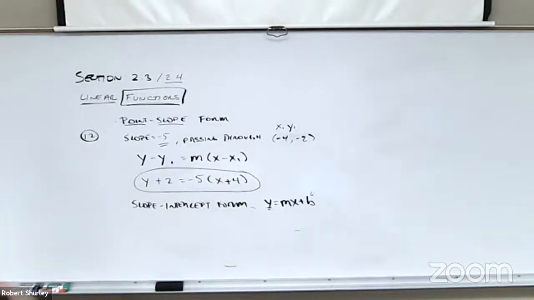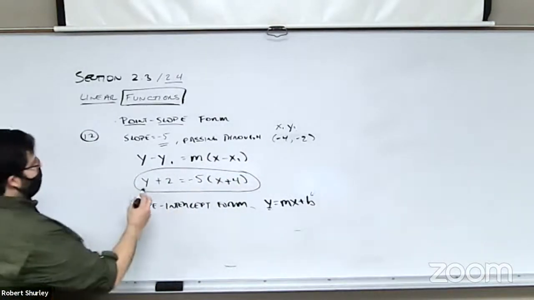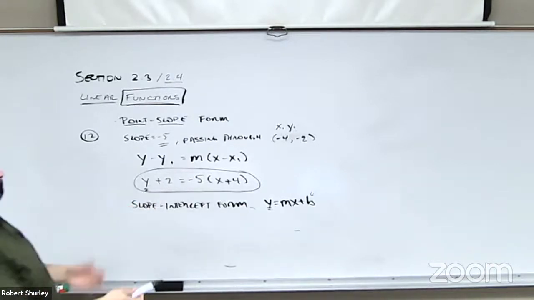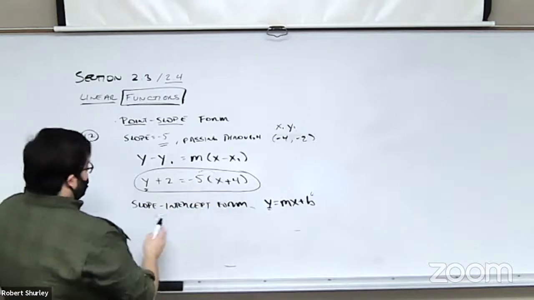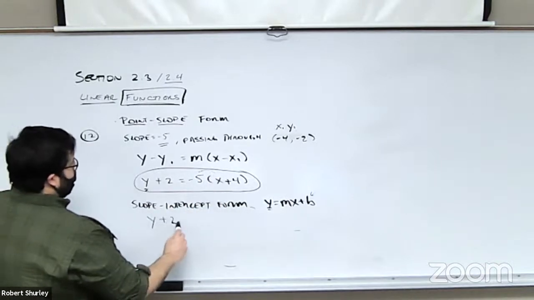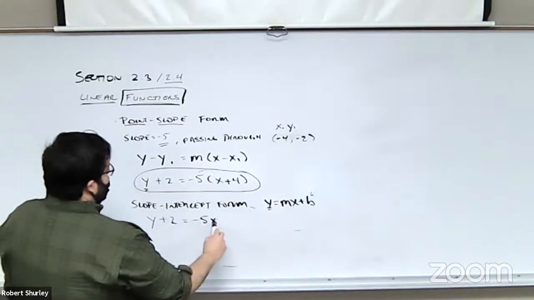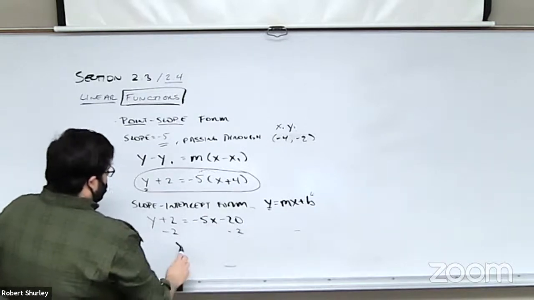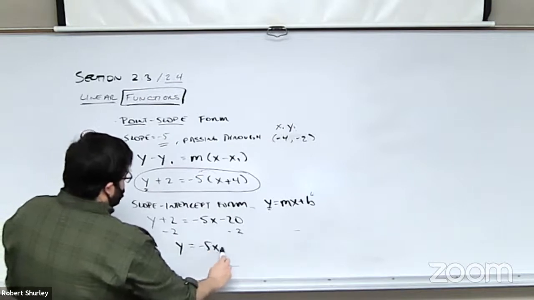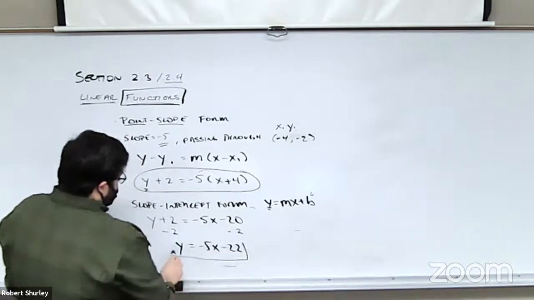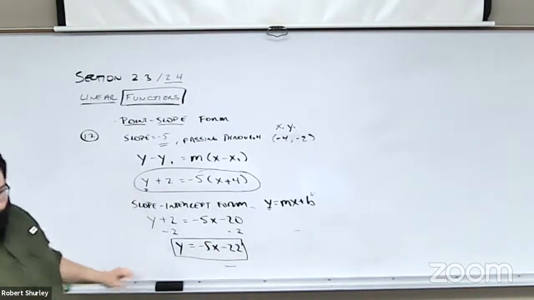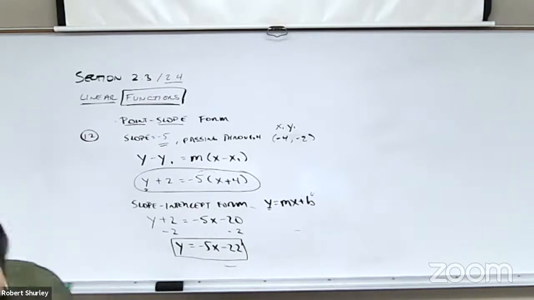And then slope intercept form, well, look, guys, I just have to solve for y. So I'm not going to write it again; I'm going to go on to the next step. Distribute the -5, so I wind up with y plus 2 equals -5x minus 20. Subtract 2, and I wind up with y equals -5x minus 22. So we've got point slope form and slope intercept form. It's kind of cool.